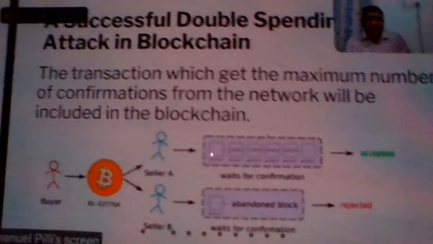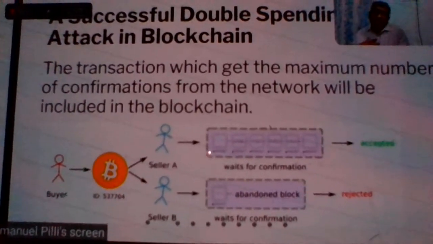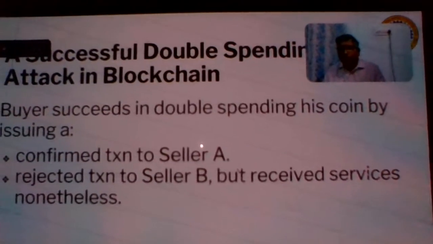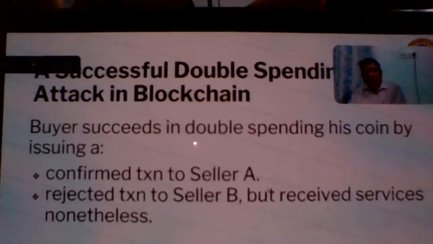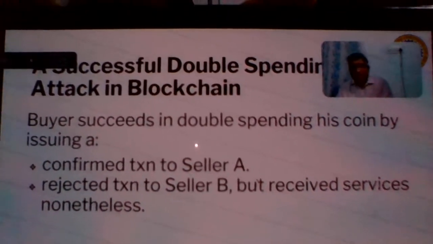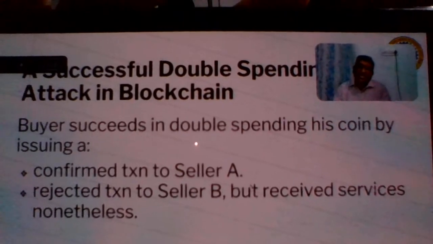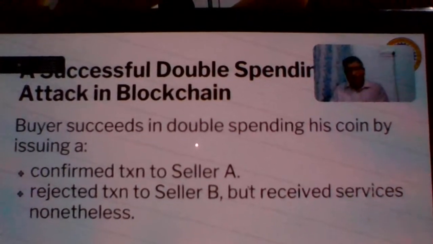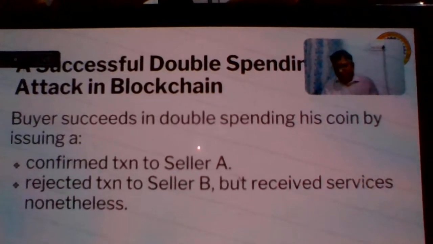So these are the successful cases. The seller B must be careful to avoid double spending, right? The buyer succeeds in double spending by a confirmed transaction to seller A and a rejected transaction to seller B, but receives the services from seller B. That is seller B's problem, or vendor B's problem, right? So he has to be careful.